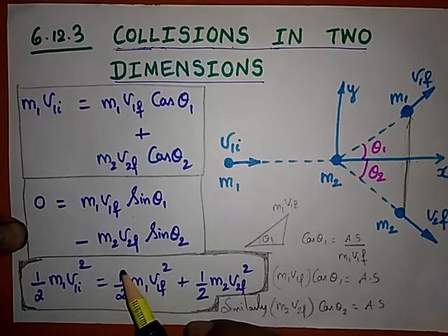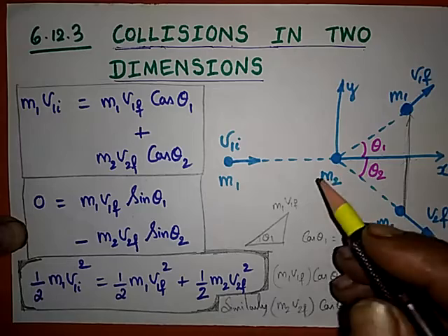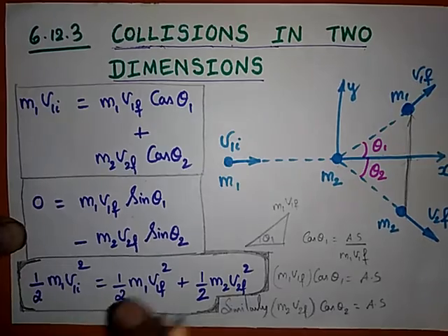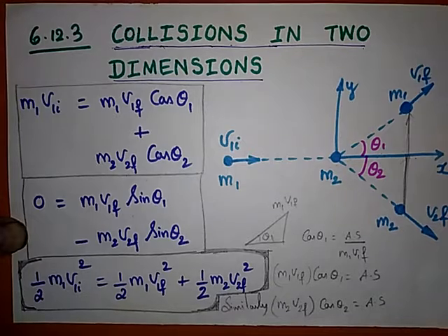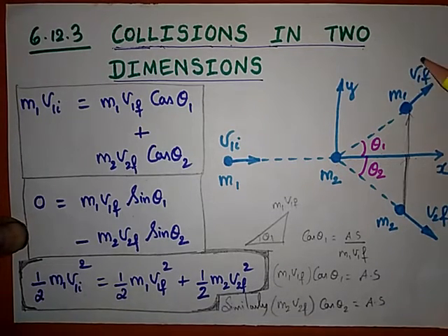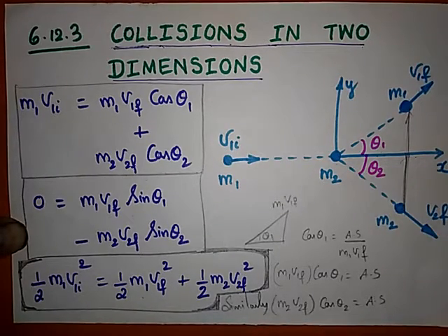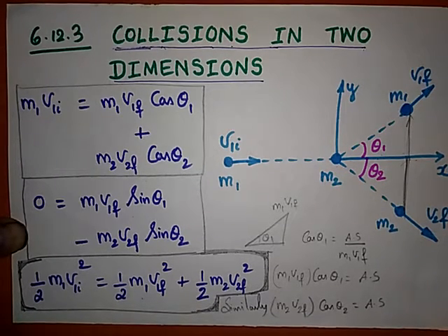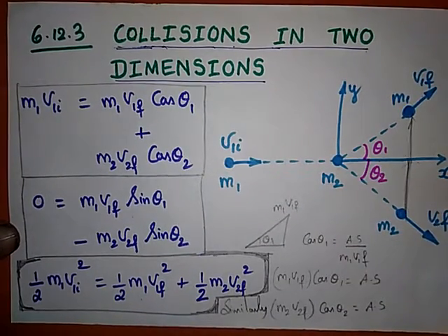So we have two equations, and another thing is half mv square, which is the kinetic energy. The kinetic energy of object 1 is half m1 v1i square. After the collision it should be equal to half m1 v1f square plus the other component of the object, half m2 v2f square. Now we have the first equation, second equation, and third equation.